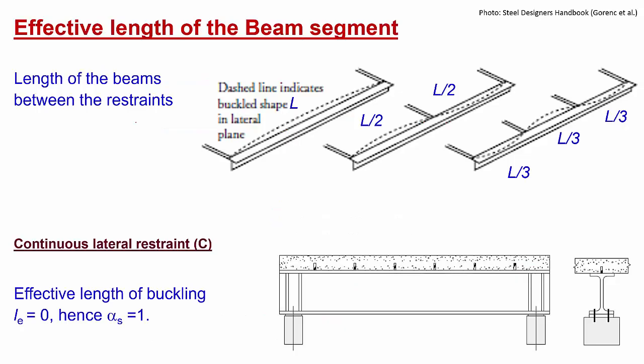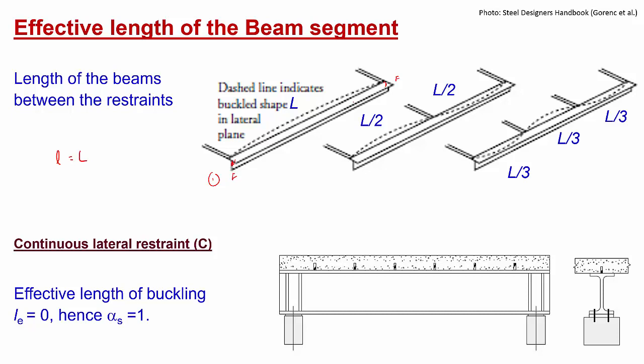Before we go into that, let's look at the effective length of the segment itself. The length of the beam is between the restraints. So for example, in this case, here's number one. As you can see, there is no restraining in between the supports here. The support is here and here. It might be fully restrained at this point and fully restrained at that point. So you can see that the whole length of the beam can buckle. So your L equals the big L here, the complete length of the beam.